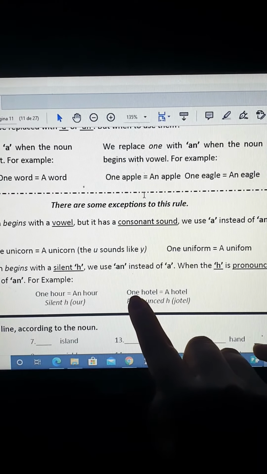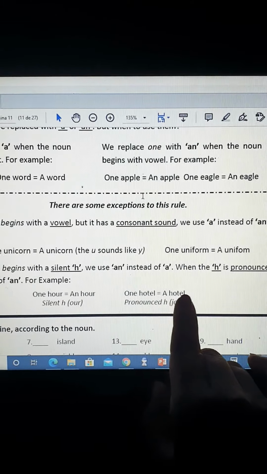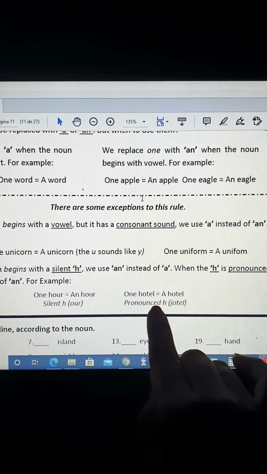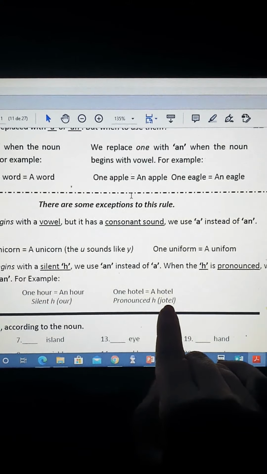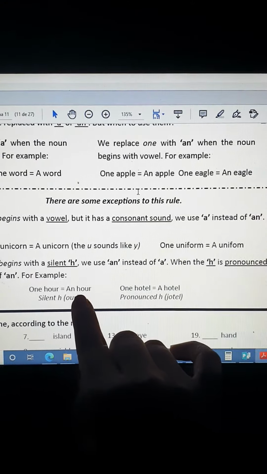Therefore, it's not an hotel. It's a hotel, okay? It's a pronounced H, like this one, hotel. So a hotel, an hour.